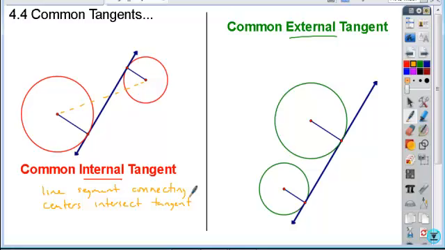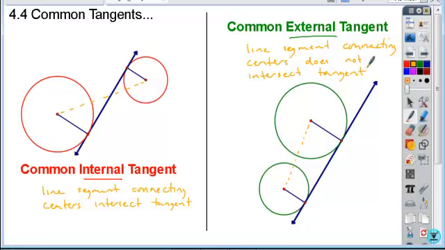Okay, so common internal tangent, that line segment that connects the centers is going to intersect the common tangent. And now, again, if we compare that to the imaginary line connecting the centers of the common external tangent, in this one, that line segment that connects the centers does not intersect the tangent. Okay, so those again are the distinguishing characteristics. Once again, we're going to come back and work with these types of figures in more detail in Chapter 5.